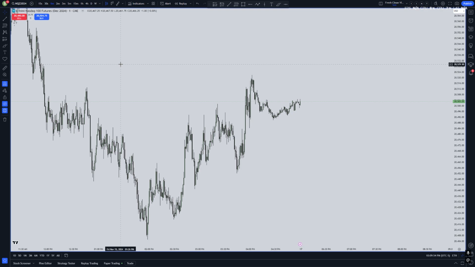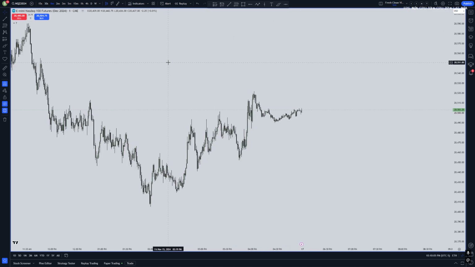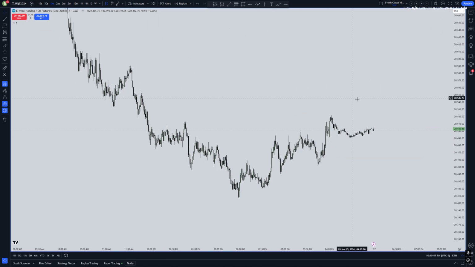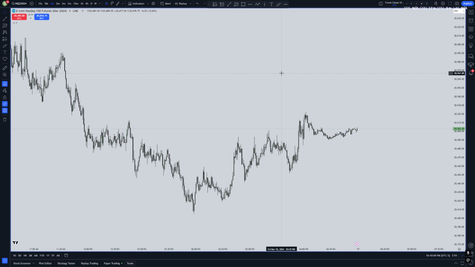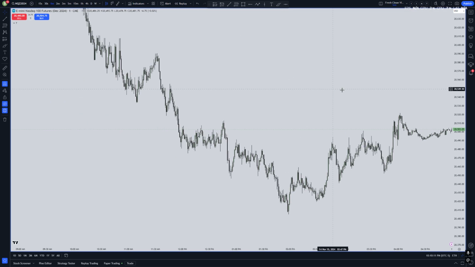Now, that's not something we're going to have to worry about, but it's good to know. Spread for NASDAQ futures during session times is like 25-50 cents. So we're going to talk about sessions in the next video. But yeah, that's nothing to worry about.